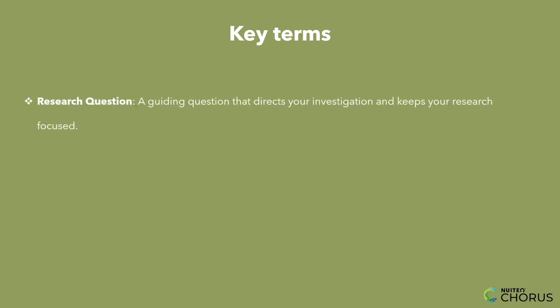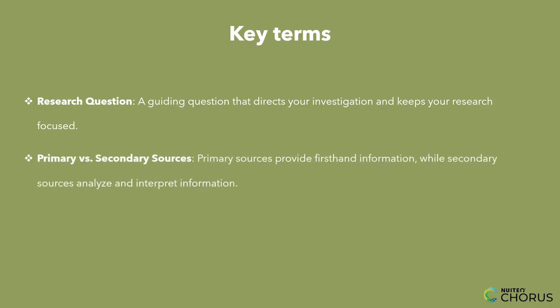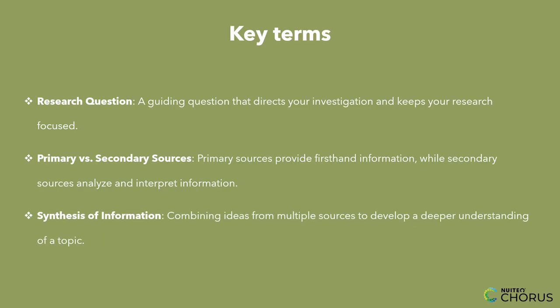Research question: a guiding question that directs your investigation and keeps your research focused. Primary versus secondary sources: primary sources provide first-hand information, such as interviews, surveys, and historical documents, while secondary sources analyze and interpret information, such as articles and books. Synthesis of information: combining ideas from multiple sources to develop a deeper understanding of a topic.